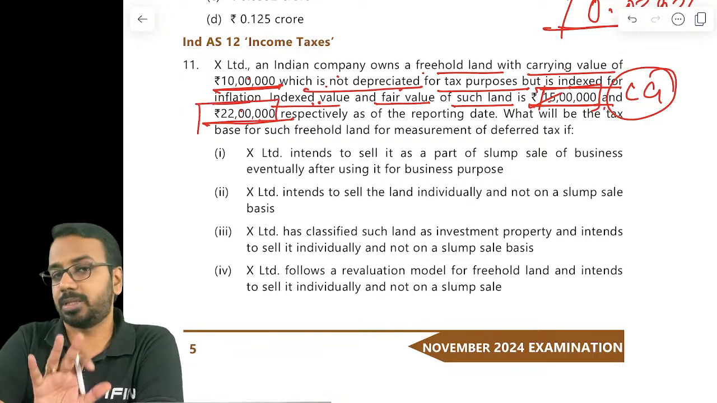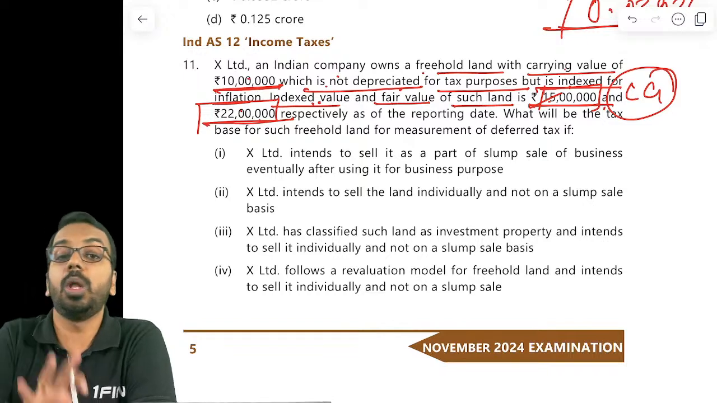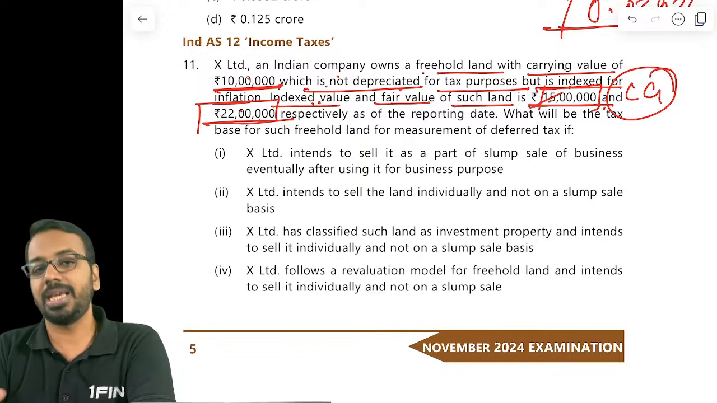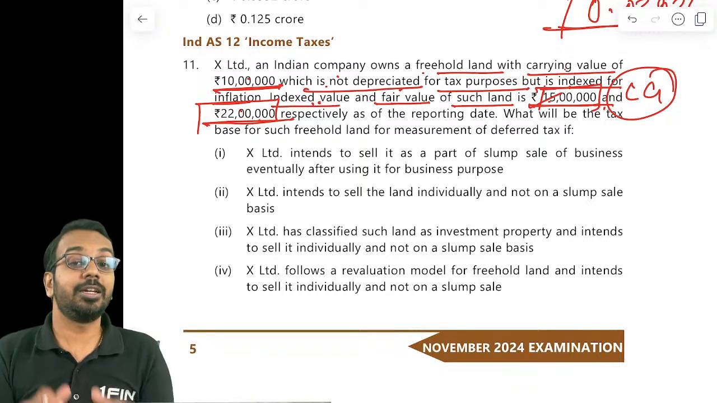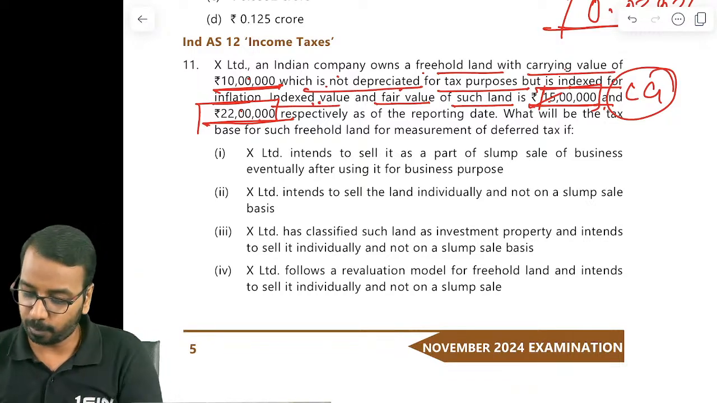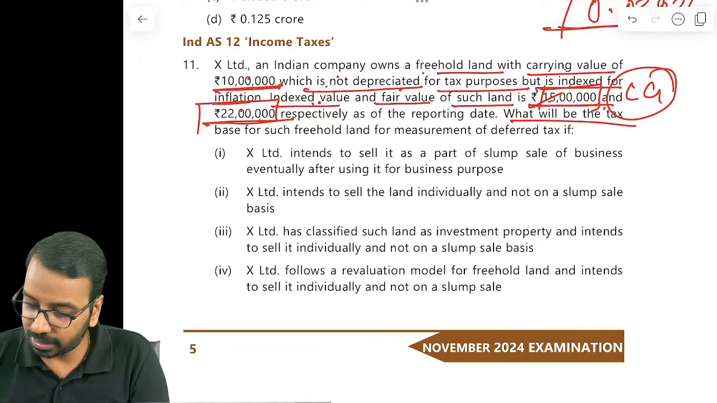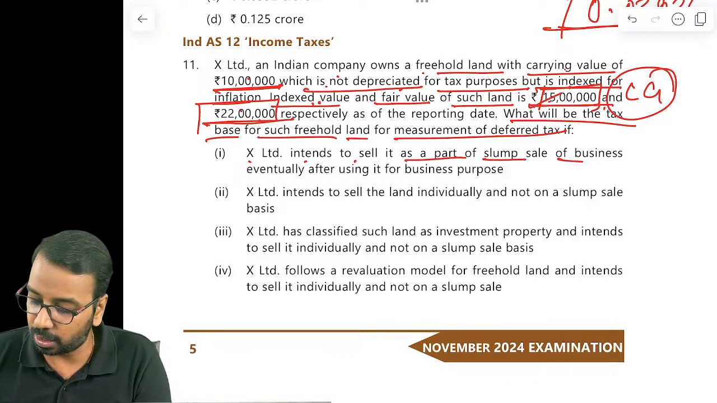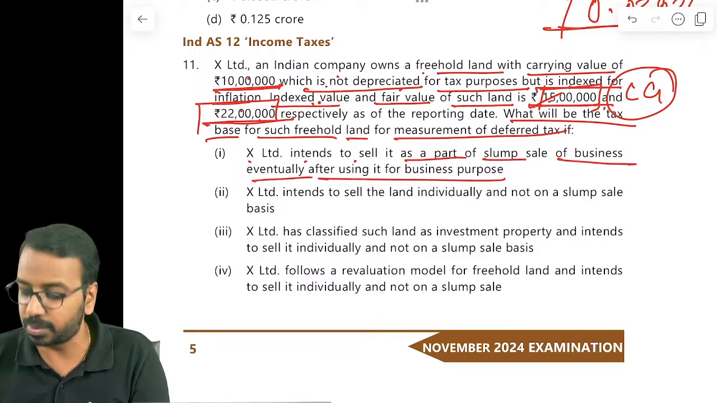The fair value is 22 lakhs. Now, fair value is applicable for land only if you are following the revaluation model under Ind AS 16. If I am taking it as an investment property, I do not have the option of fair value. What will be the tax base for such freehold land for measurement of deferred tax if X Limited intends to sell it as a part of some sale of business eventually after using it for business purpose?